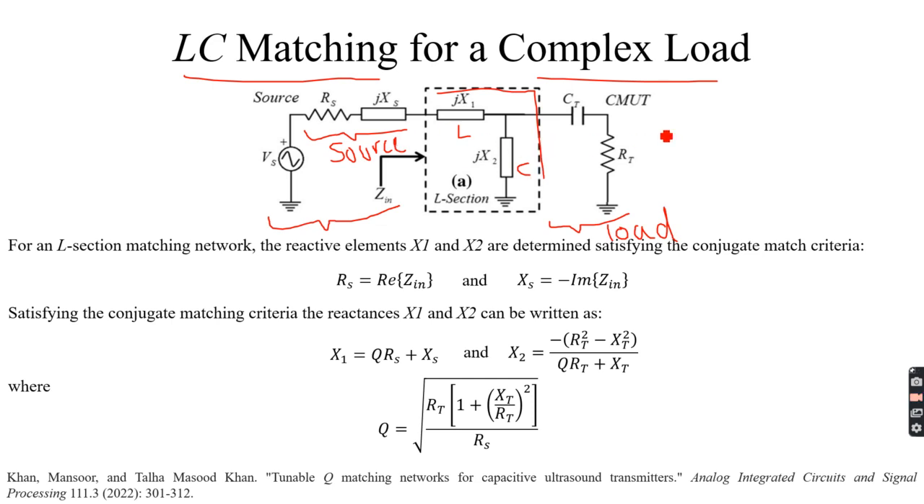For example, in this case I'm considering the CMUT, which I've taken from this source. This is about tunable Q matching networks for capacitive ultrasound transmitters, or capacitive micromachined ultrasonic transducers. Mostly the load is predominantly capacitive. So at a single frequency where it resonates, you can model the equivalent impedance of that transducer by a series RC section. Although the model is not that simple, at a single frequency you can write the impedance as such. So we are talking, for example, about resonance.